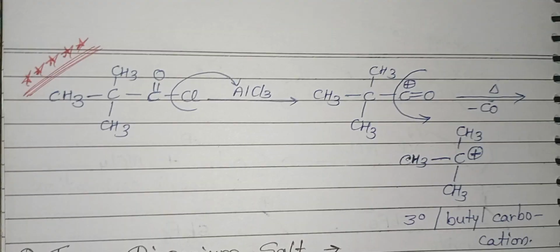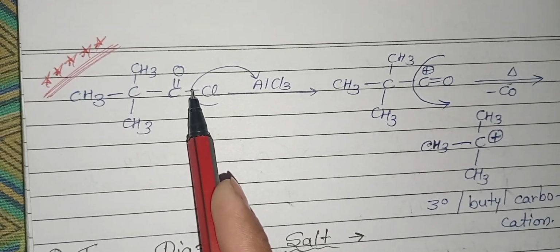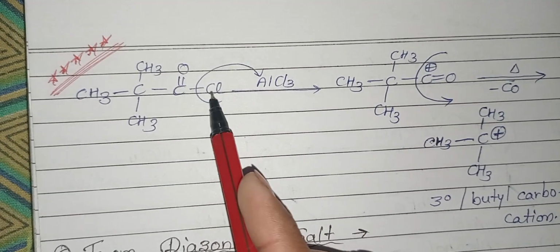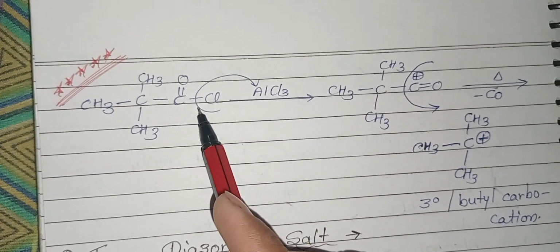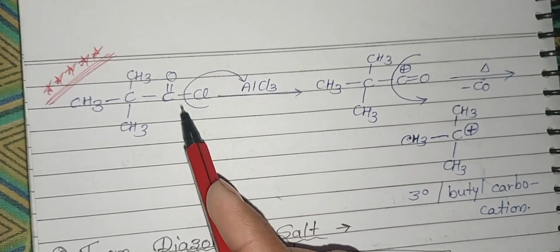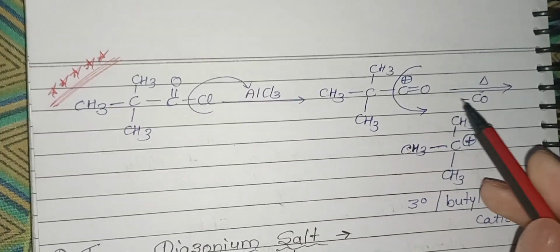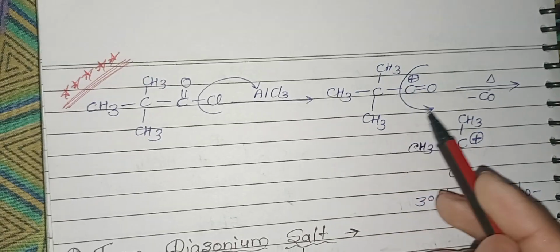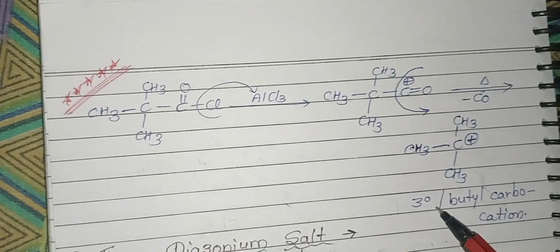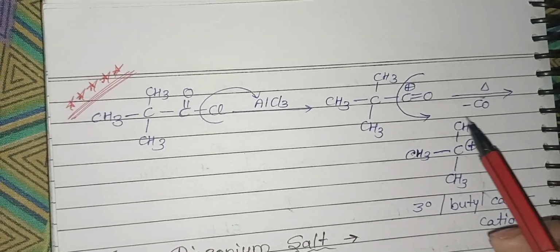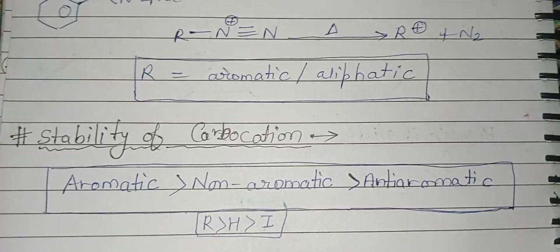This is the acylium ion. Next is a very important example of a carbocation. Here we have the leaving group Cl, which with AlCl3 becomes AlCl4, and the carbon has a positive charge, so this is the intermediate we got. Next, in the presence of heat, CO is removed from the compound, and we get this carbocation, the tertiary butyl carbocation. So this is an important example of preparation of carbocation.